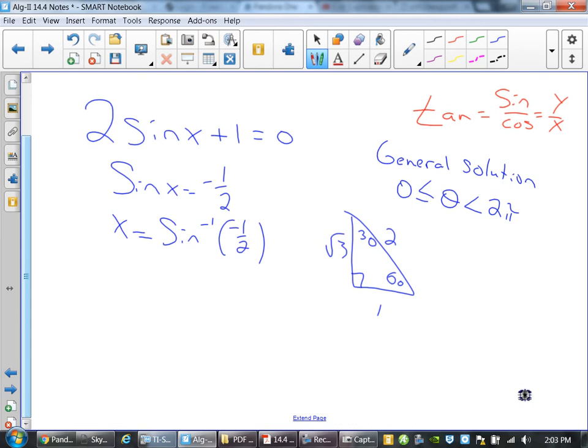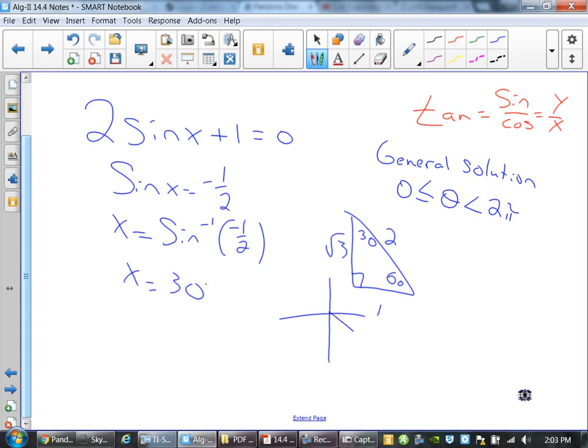Excuse me, I did this with cosine earlier. So I know that the reference angle is 30 degrees, but I have to figure out what quadrant is sine negative. Where's sine negative? In the fourth and third.